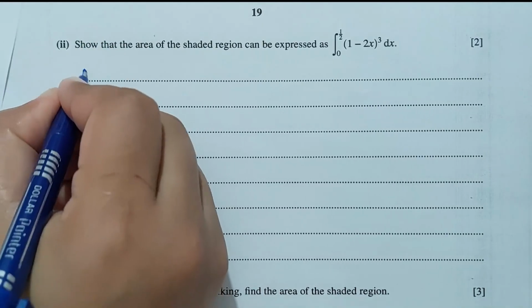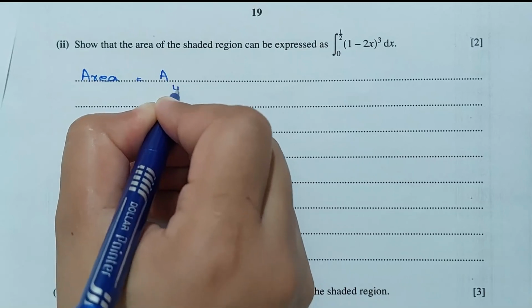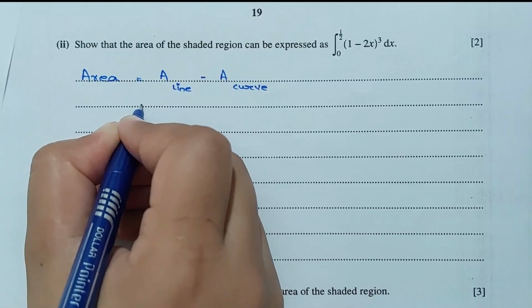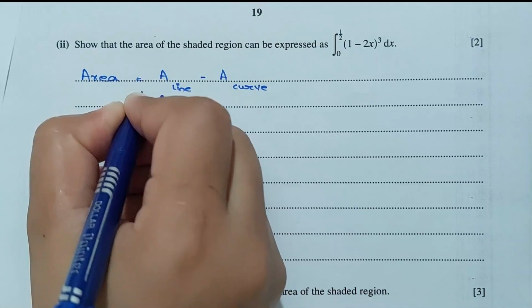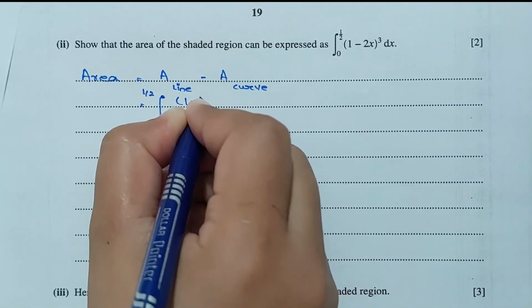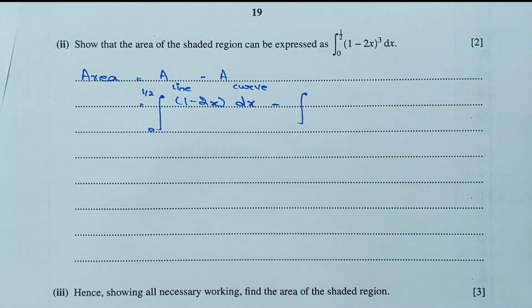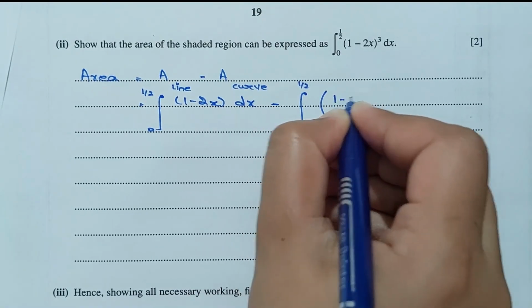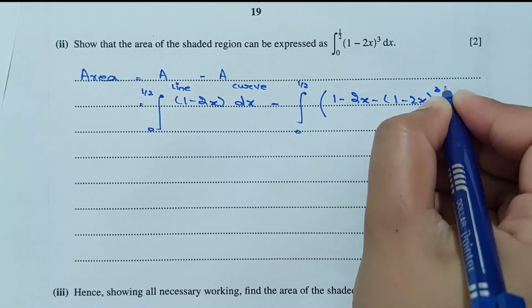So let me write this down. Area is going to be area of the line minus area of the curve. The area of the line is between 0 to 1 by 2, and the line we have is 1 minus 2x dx, minus the curve, also from 0 to half, and the equation of the curve is 1 minus 2x minus (1 minus 2x) whole cube, into dx.